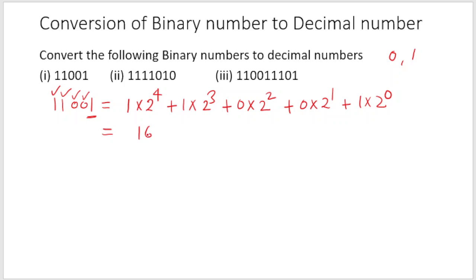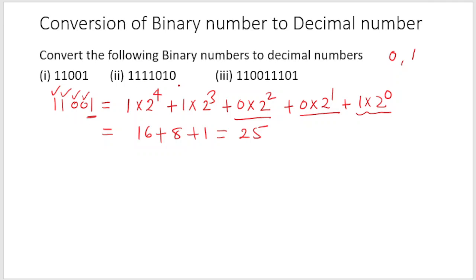That is equal to 16 plus 8, and the 0 terms give me 0, so no need to write them, and 2 to the power 0 is 1, so this will give me 1. So how much do we get? We get 25. So let us look at the next problem to understand it better.